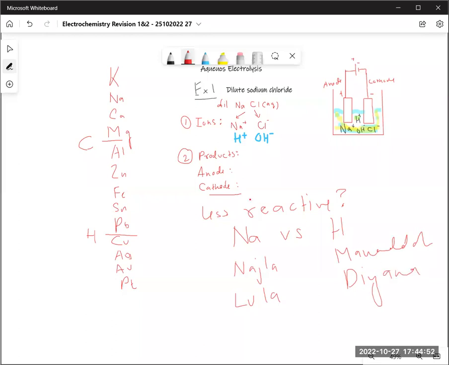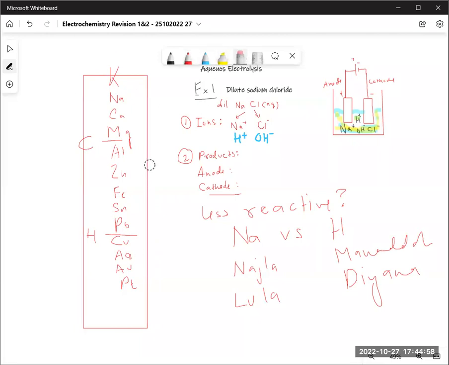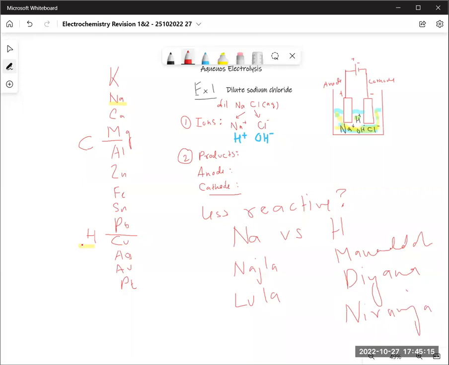Niranjana, what is less reactive? With this reactivity series, is hydrogen less reactive or sodium? Sodium or hydrogen, which is less reactive? This one or this one? Hydrogen. Perfect. So what we realize is, yes, hydrogen is less reactive.